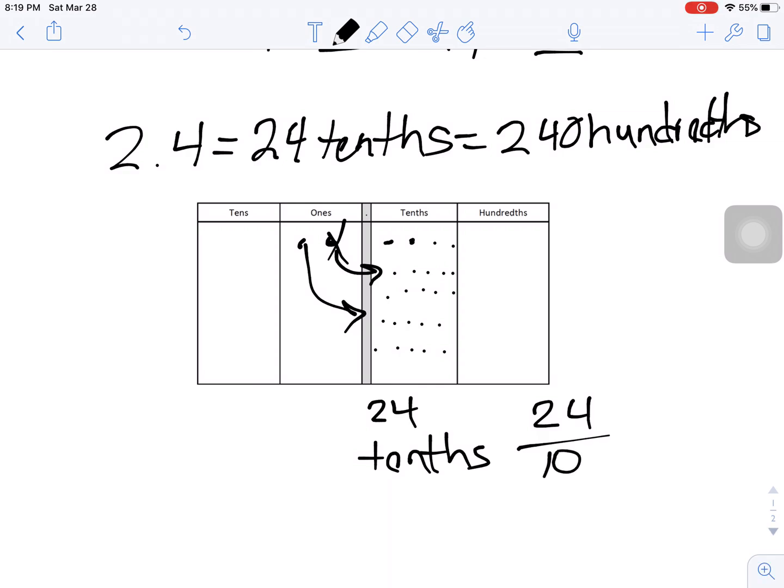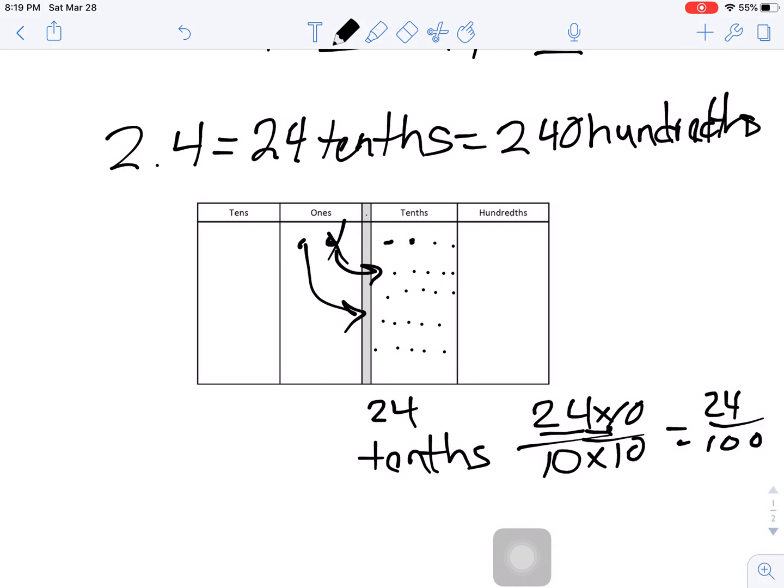So 24 tenths, and I want to turn them into hundredths. To get my 10 into 100, I have to cut them or regroup them into 10. And since regrouping is cutting them, I'm going to times it by 10. And I know that 24 times 1 is 24. And I put the placeholder for the 0. So 240 hundredths. And that's what we have up here as well.